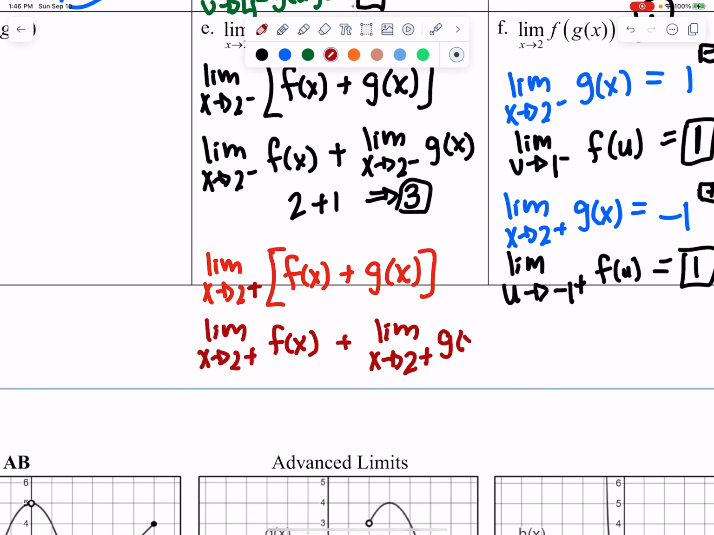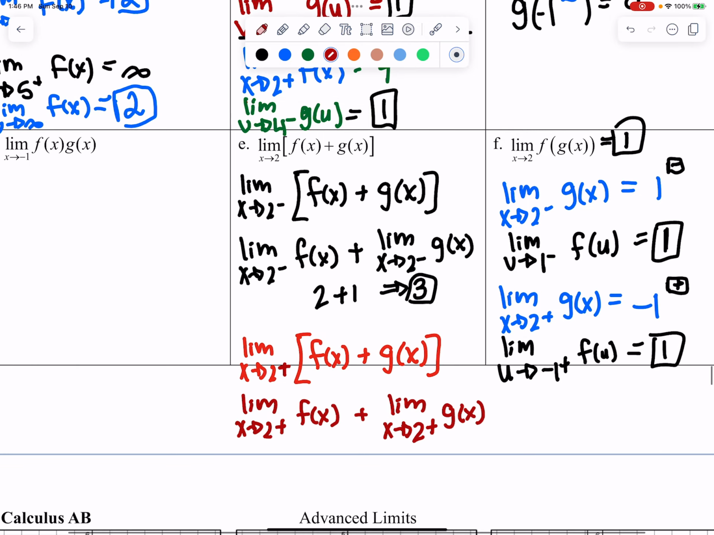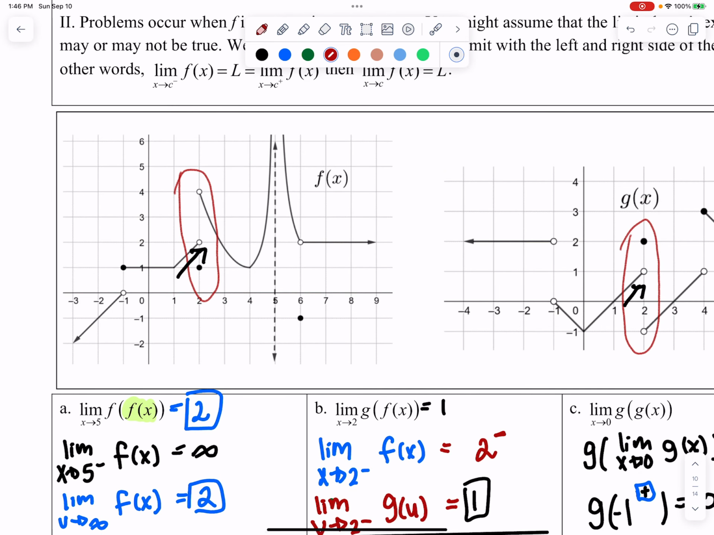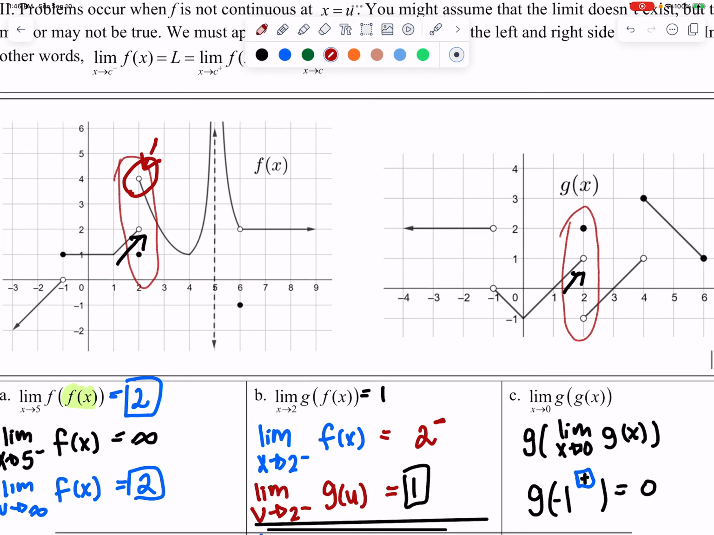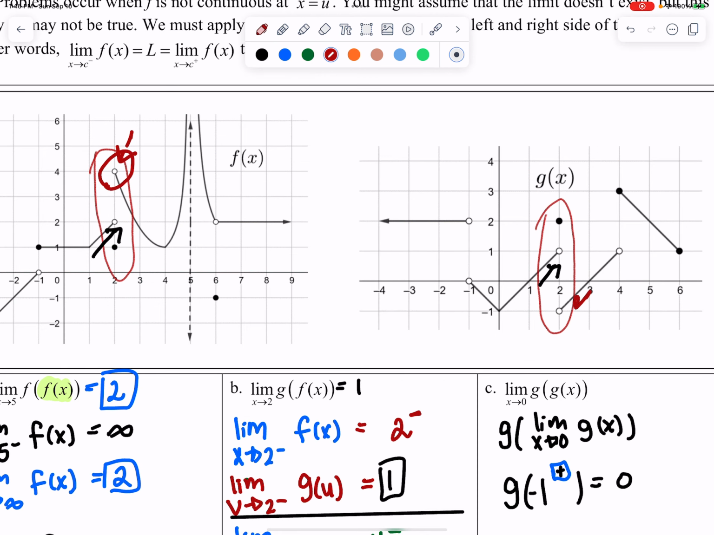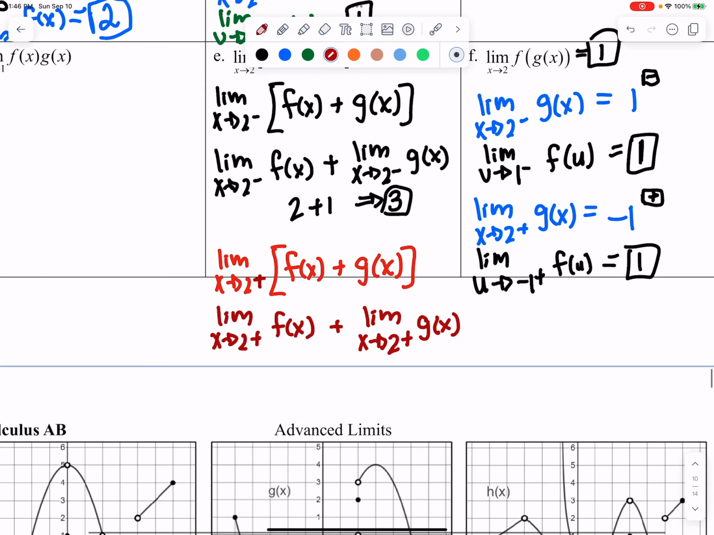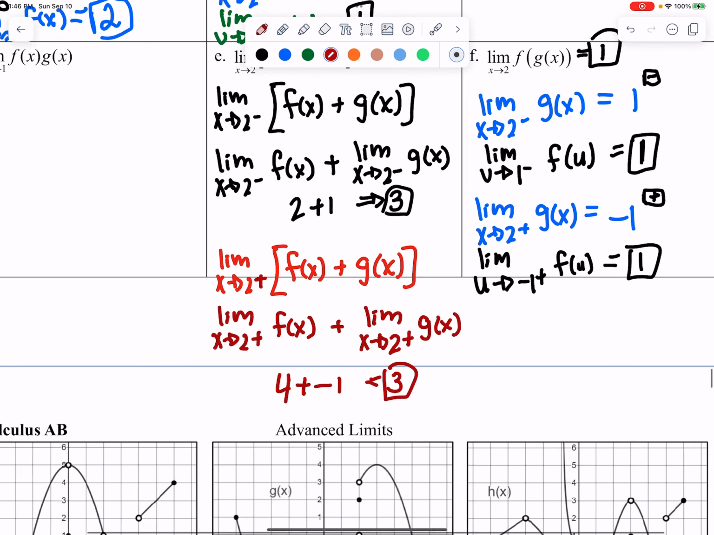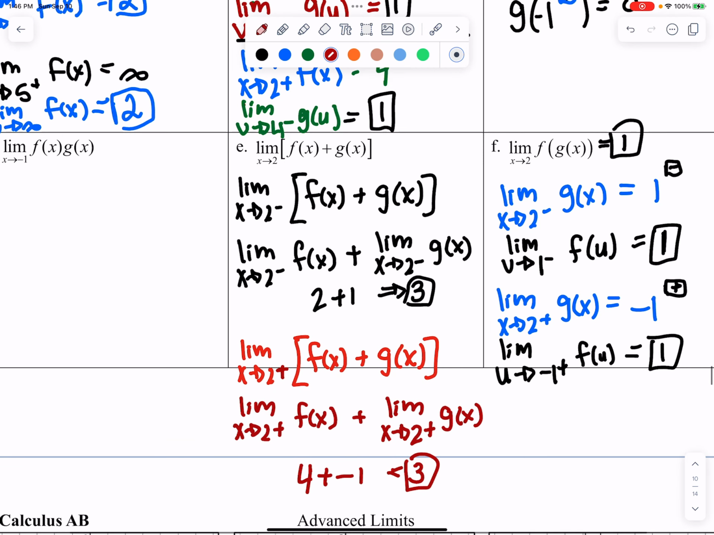And see what happens. Okay, so the limit as x approaches 2 from the right of f of x is going to be 4. And then same thing here, 2 from the right, it's going to be -1. So I'll have 4, -1, and that's 3. Since we have 3 and 3, we know that the limit as x approaches 2 of f of x plus g of x will be 3.